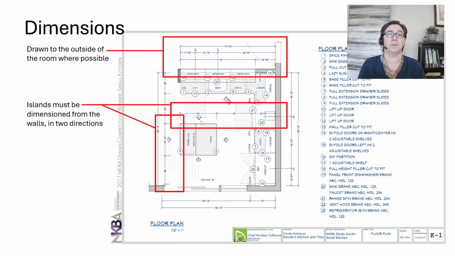It doesn't make sense to pull those dimensions out to the outside. And the tricky part about them is that they need to be dimensioned in two directions. I like to think about this as Cartesian coordinates. You need to specify both the x direction and the y direction of the island in the room. And so you can see that this island right here has dimensions going this way. And then it's got another string of dimensions going this way to fully specify the location of that island in the room.